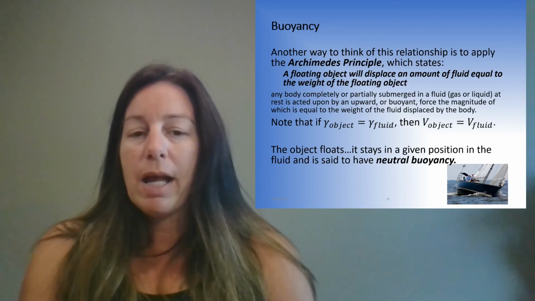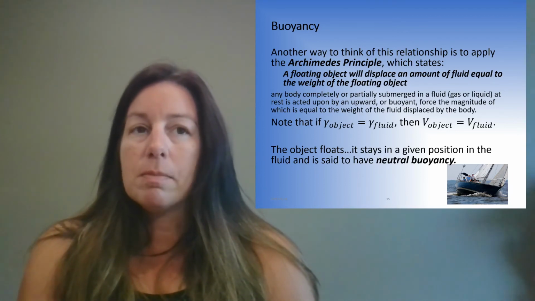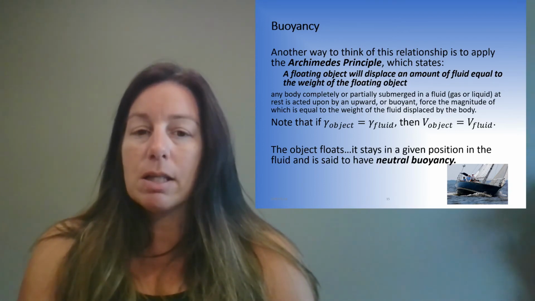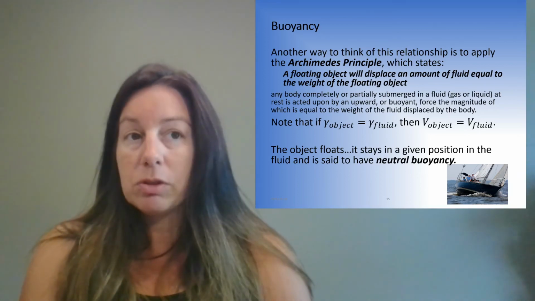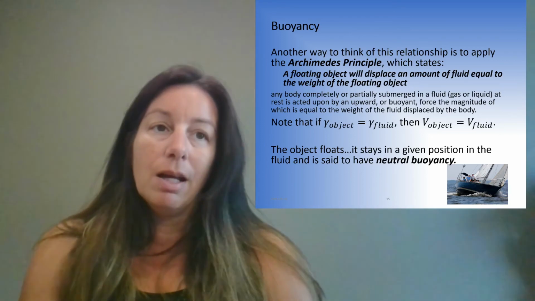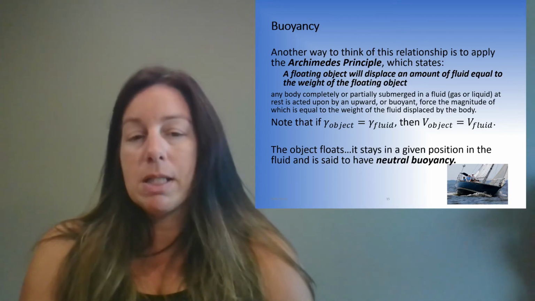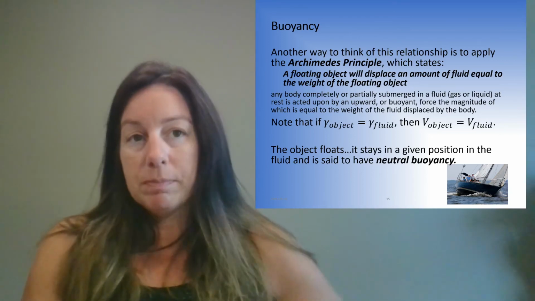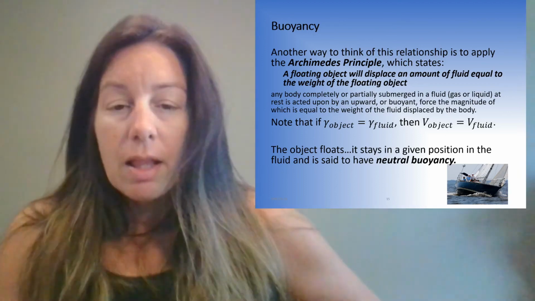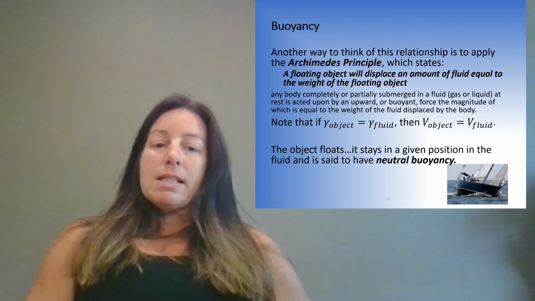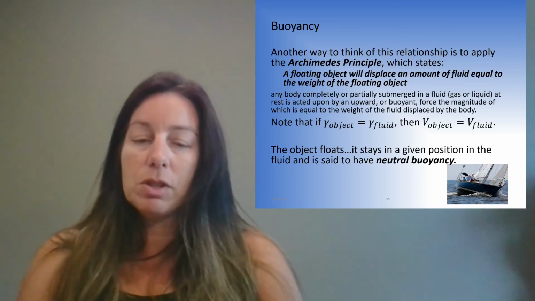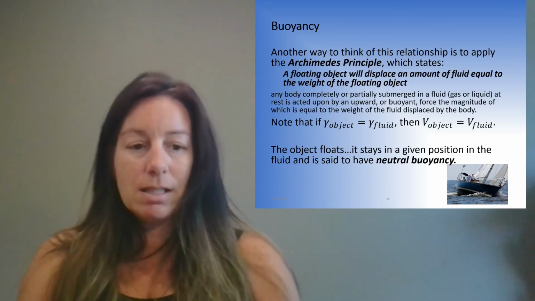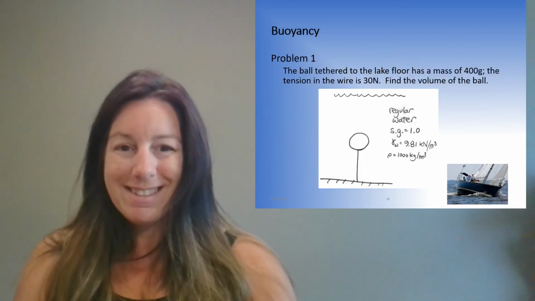So if the specific weight of the object is equal to the specific weight of the fluid, and remember that's that neutrally buoyant case, then the volume of the object has to be equal to the volume of the fluid displaced. So it floats. It stays in any given position in the fluid, and it's said to have neutral buoyancy. It all comes around. Okay.